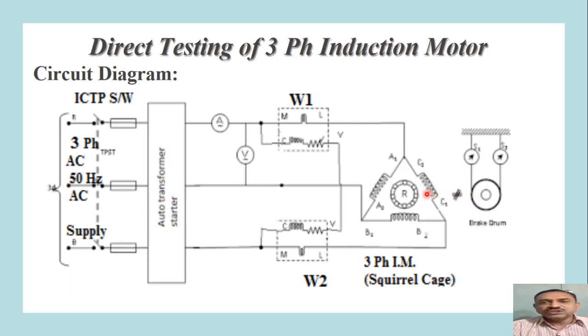During the testing process, we need to observe and note the readings, like the ammeter reading, that is the current I, then the voltmeter reading, that is the line voltage, then the readings of W1 and W2, then the brake drum readings, that is the spring balance readings S1 and S2. Then we also need to measure the diameter of the brake drum, taking into account the thickness of the brake drum and the rope or pulley arrangement, whatever is used during the testing.